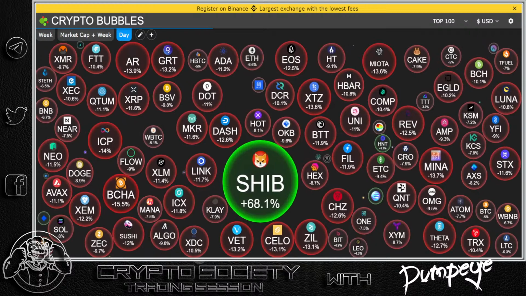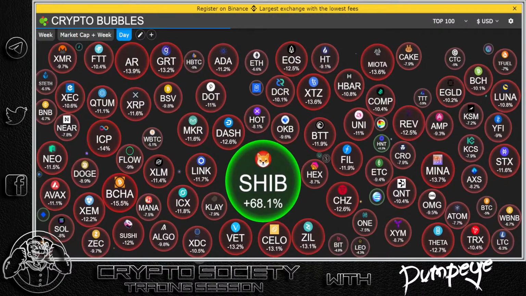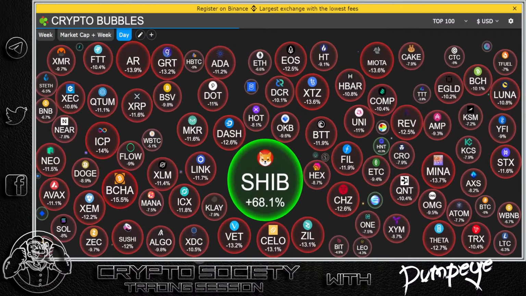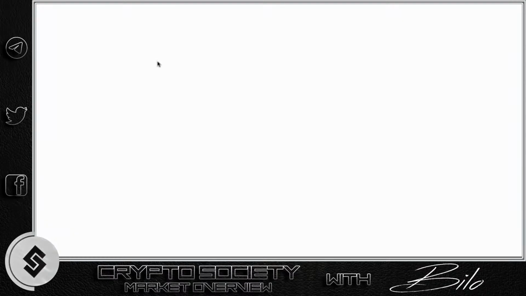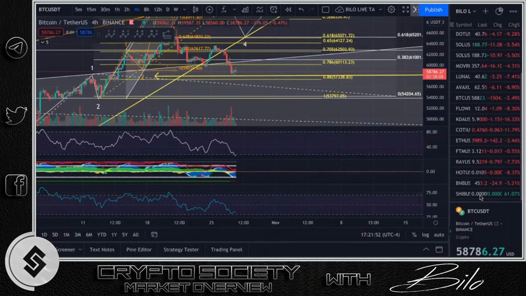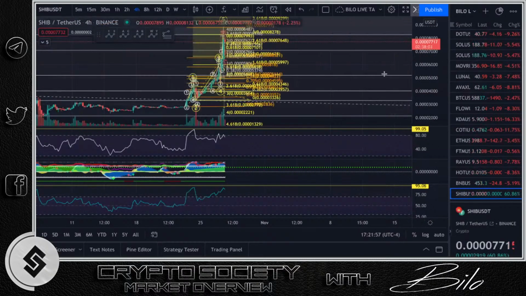Can you bring up the Shiba chart? Because we were actually asked if you would do an Elliott Wave count. Yes, I did actually prepare one. Excellent. It's a shame you didn't do this before you sold, really, isn't it? Yeah.